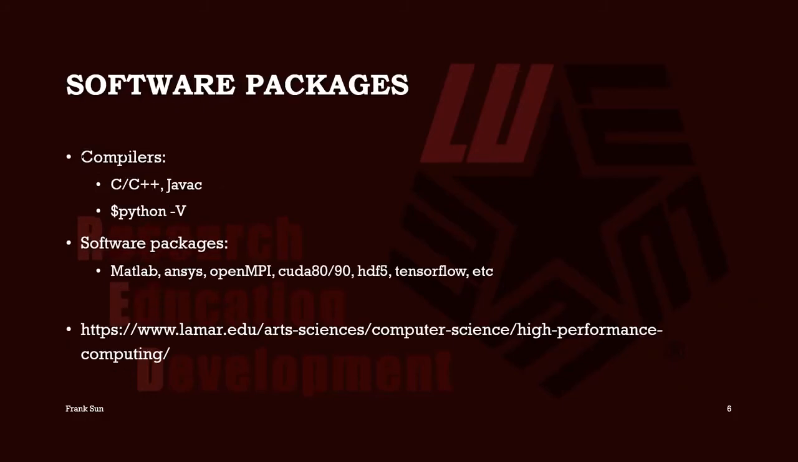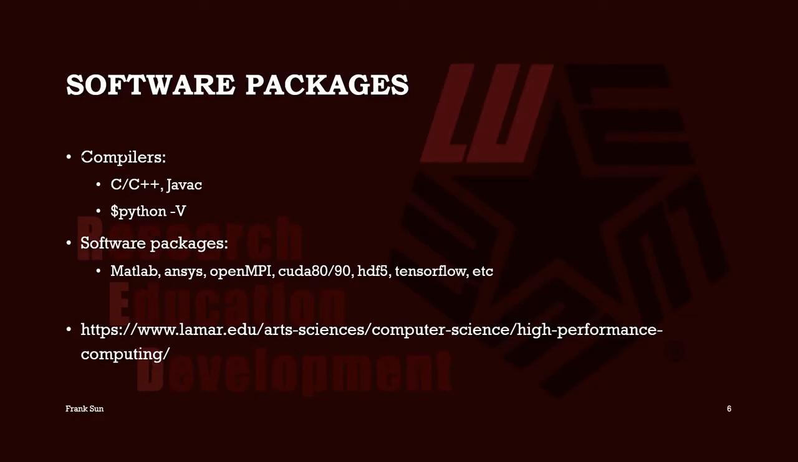The software packages installed in the system include C, C++, and Java compilers. Several versions of Python are also installed. Application software such as MATLAB and ANSYS is also installed. The system has several versions of OpenMPI, CUDA 80, CUDA 90, and TensorFlow. I will have another video to show how to install your TensorFlow package in your home directory. I may have several videos on how to use TensorFlow.